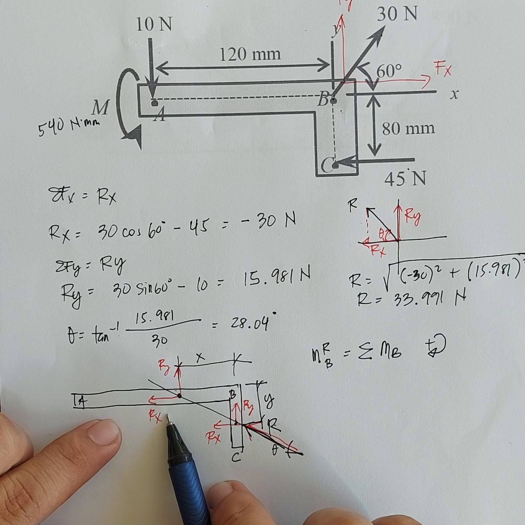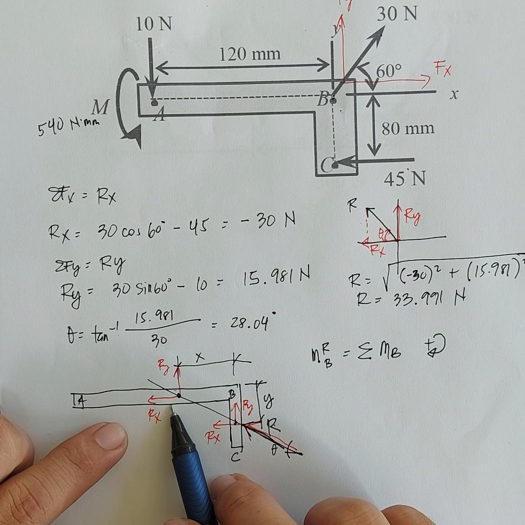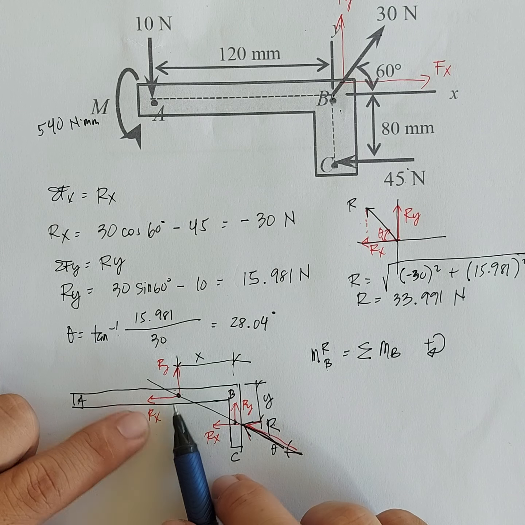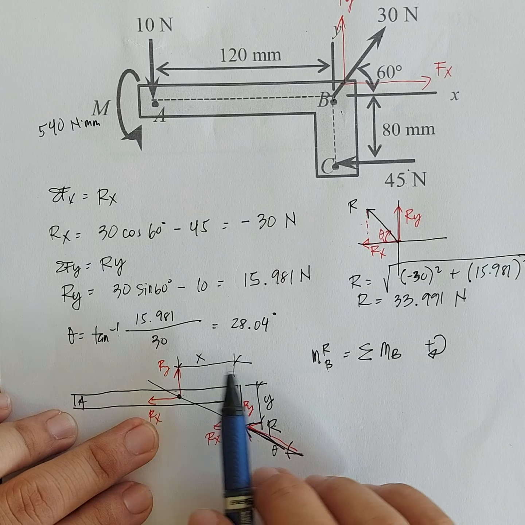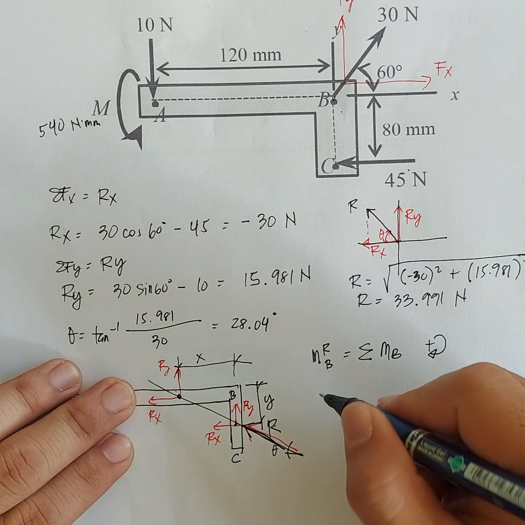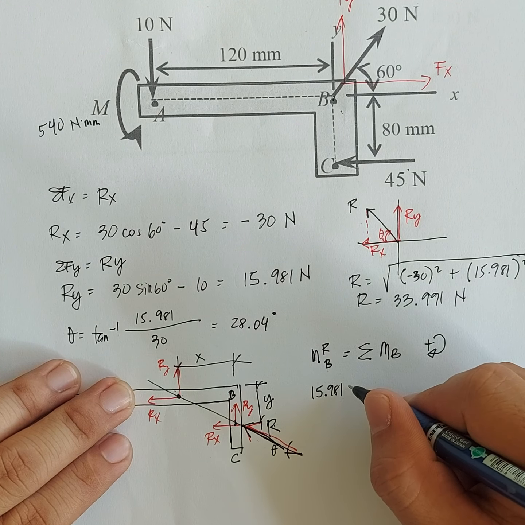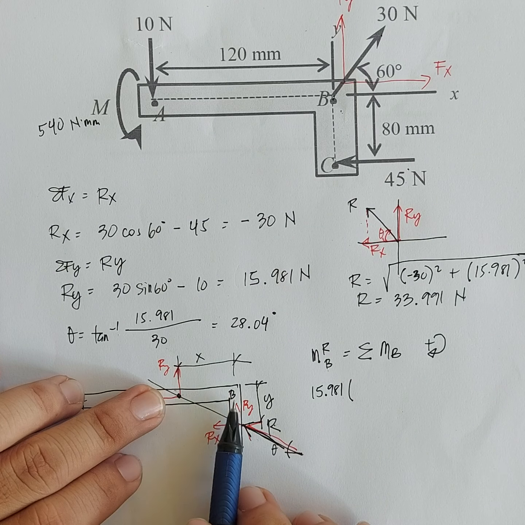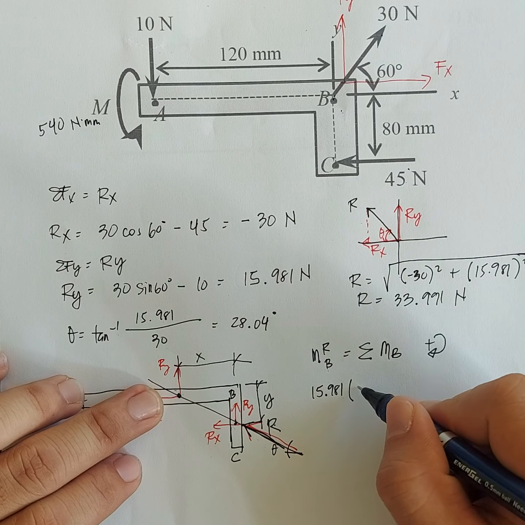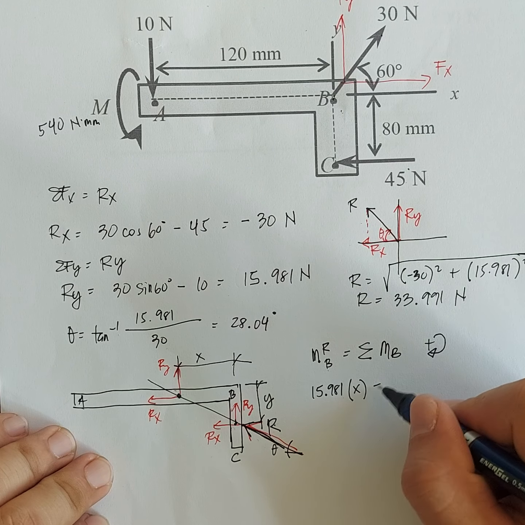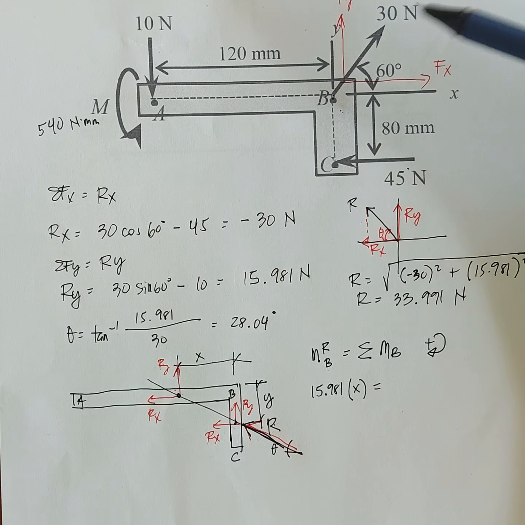Alright? So next, yung moment ng resultant force about point B. So dito, hatiin na lang natin ulit sa components niya, Rx and Ry, para mas madaling i-analyze yung kanyang moment arm. So yung Rx natin, wala siyang moment arm at point B, so 0 yung moment ng Rx. Ang may moment is yung Ry. So Ry is 15.981 newtons times its moment arm from B, that is x, x yung hinahanap natin. That should be equal to the moment of this system of forces about point B.